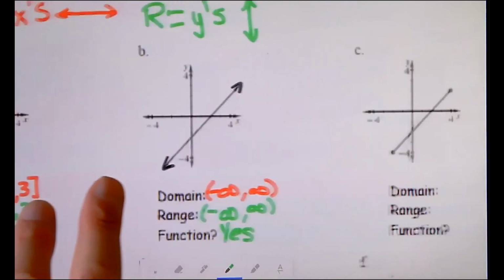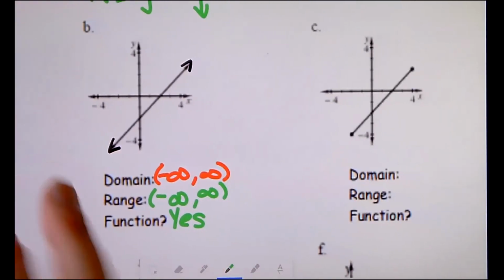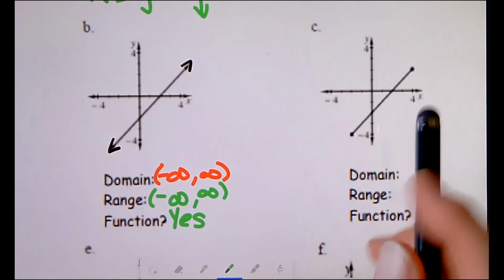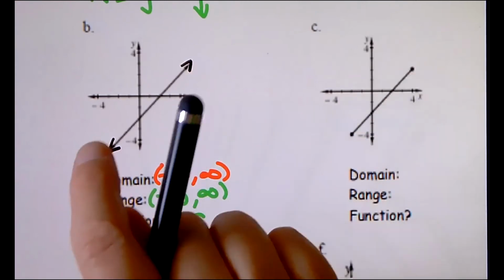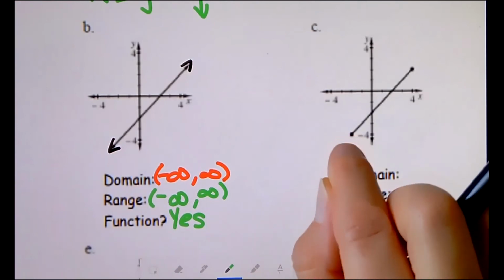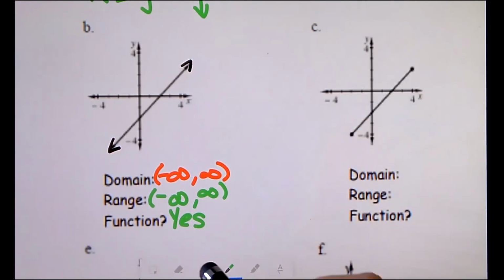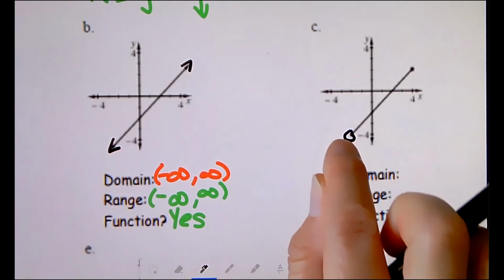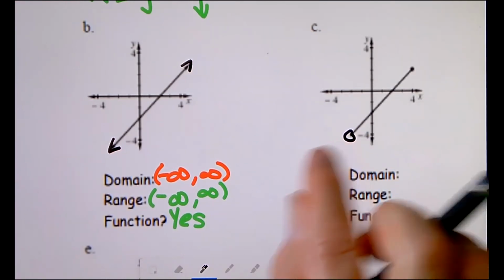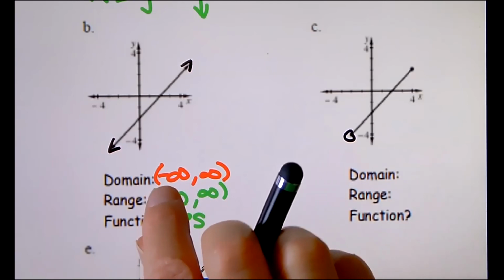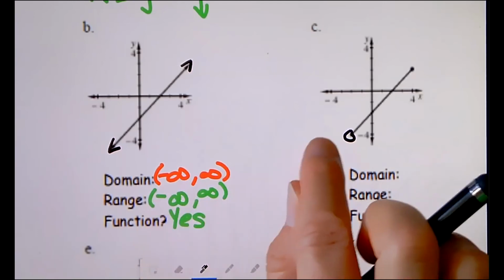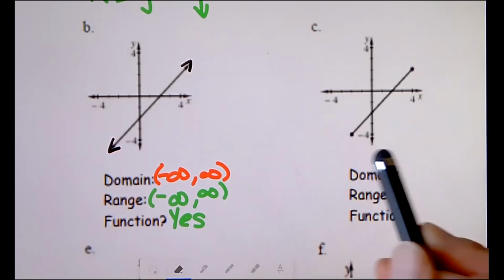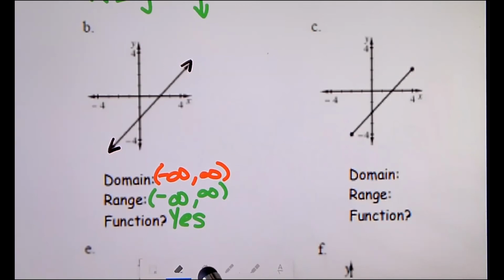Now, the next one looks almost identical to this. This is a line. This is a line segment. So this one actually has ends to it where this one doesn't. And these ends have closed circles versus if it had, for example, an open circle, then this particular value would not be included. And I would use one of these types of parentheses. It would be open because it doesn't quite reach there. It goes up to, but doesn't reach. But in this case, it is closed.